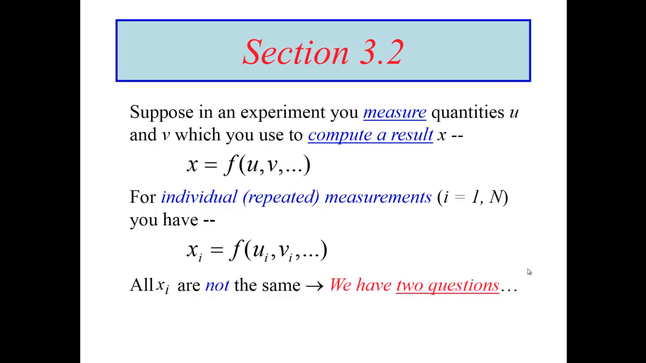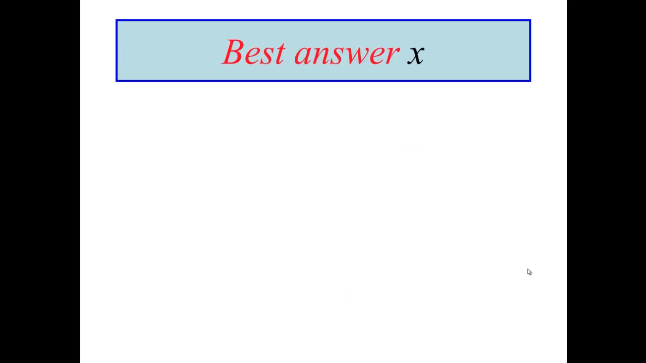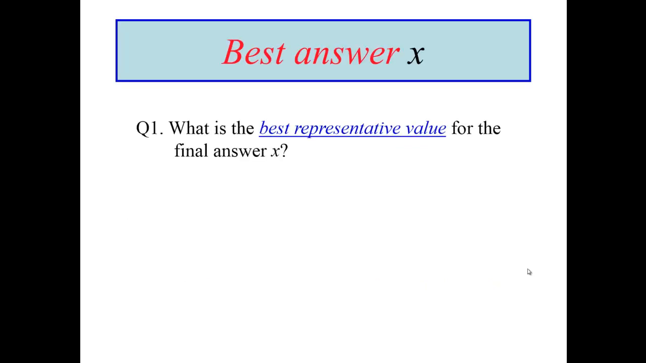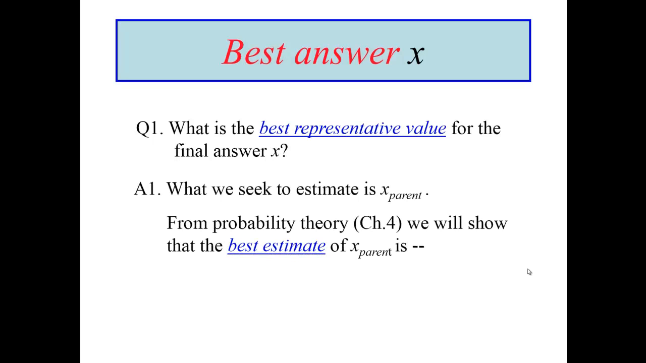The x values are not all the same, of course, due to fluctuations in the measured values of U and V. So we have two questions. First of all, what's the best representative value for the final answer x? And what we're really asking for is, in the distribution of all possible values of x, what would be the best value for x coming from that parent distribution.